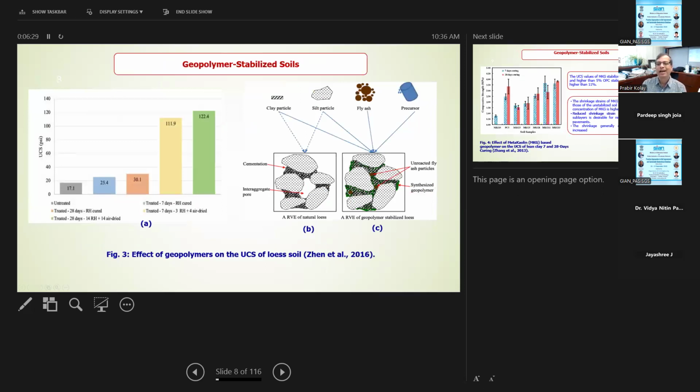So people have already studied geopolymer soil stabilization. Over here, you can see the UCS strength gain after 28 days, which is 110 to 124 psi. And this is the reaction: basically the clay particles and the silt particles react with the precursor when we add it. So what is the reaction? Basically all the voids over here are filled with the reacted product.